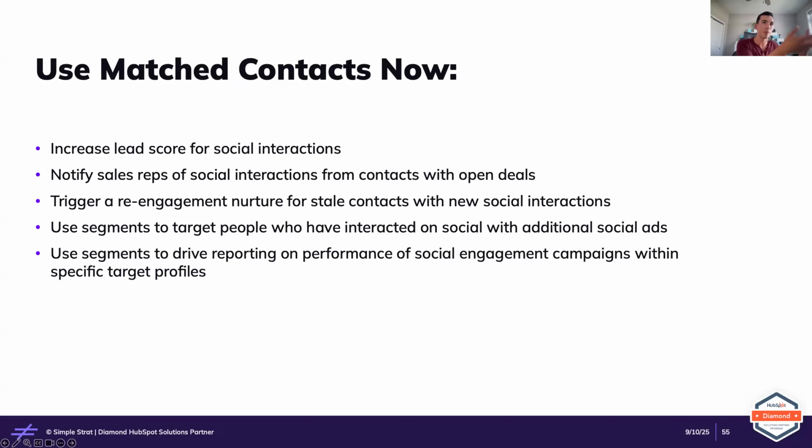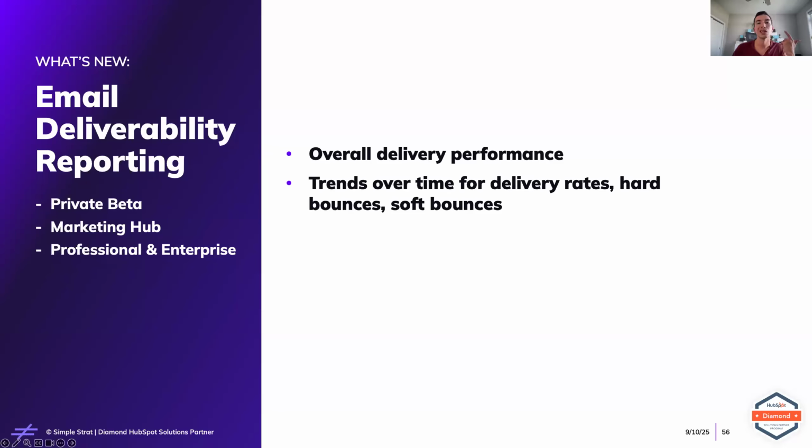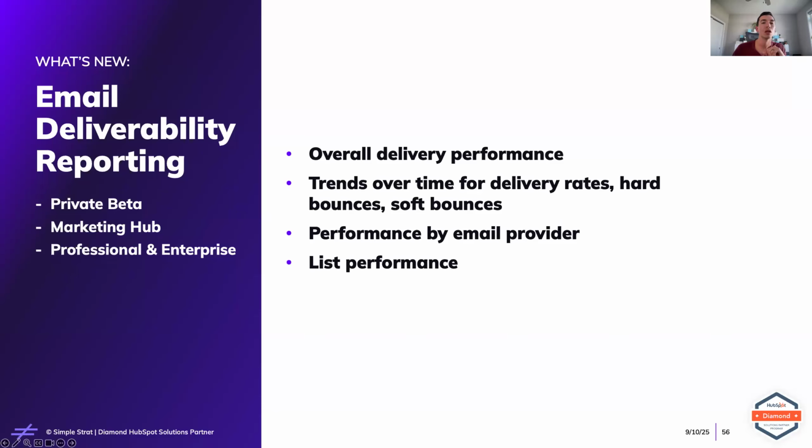This one is a private beta that I haven't been able to get into yet, so I don't have a visual for you, but I'm very excited to see how this rolls out. HubSpot's going to give us new ways to report on email deliverability for our marketing emails. So it's going to tell us overall delivery performance, trends over time for delivery rates, hard bounces and soft bounces, performance by email provider, and performance by list. So do we have certain lists that are performing better? Are we looking better in Gmail than Outlook in terms of our deliverability?